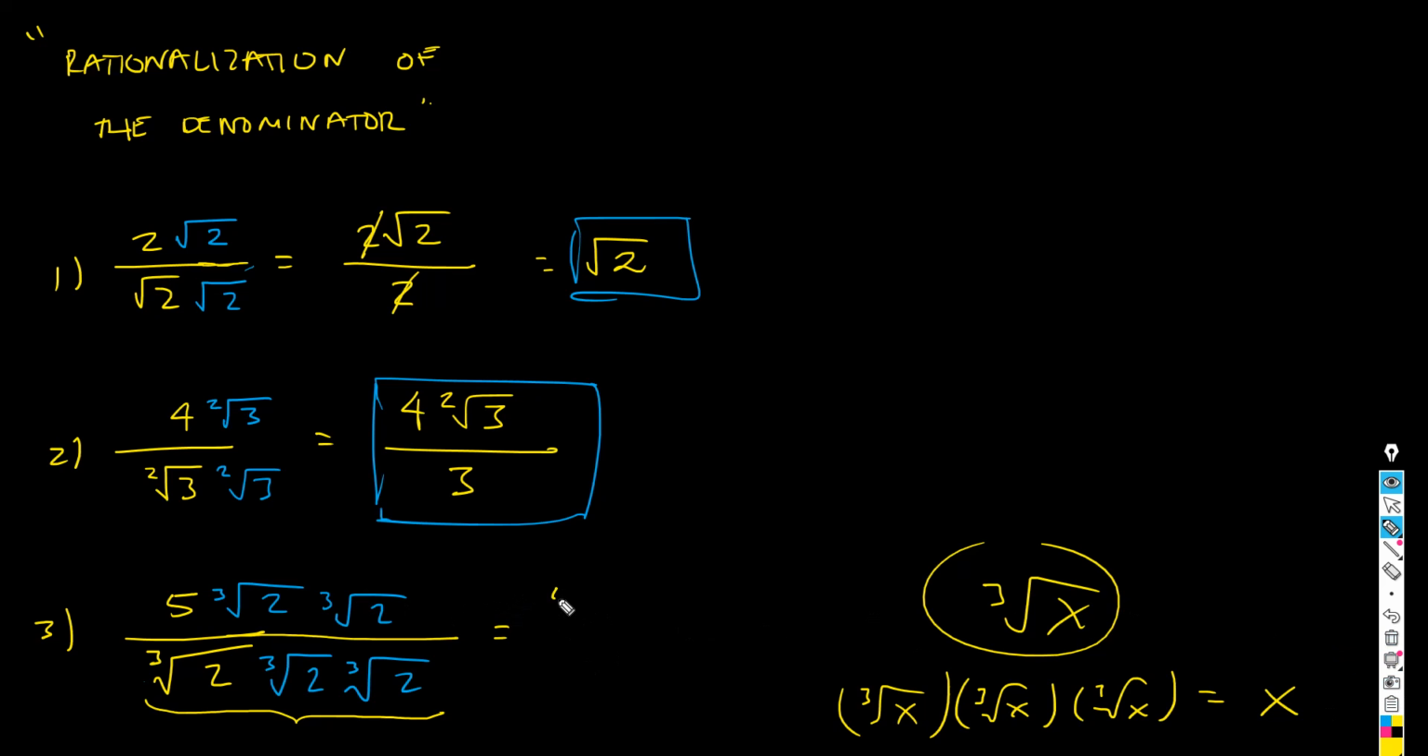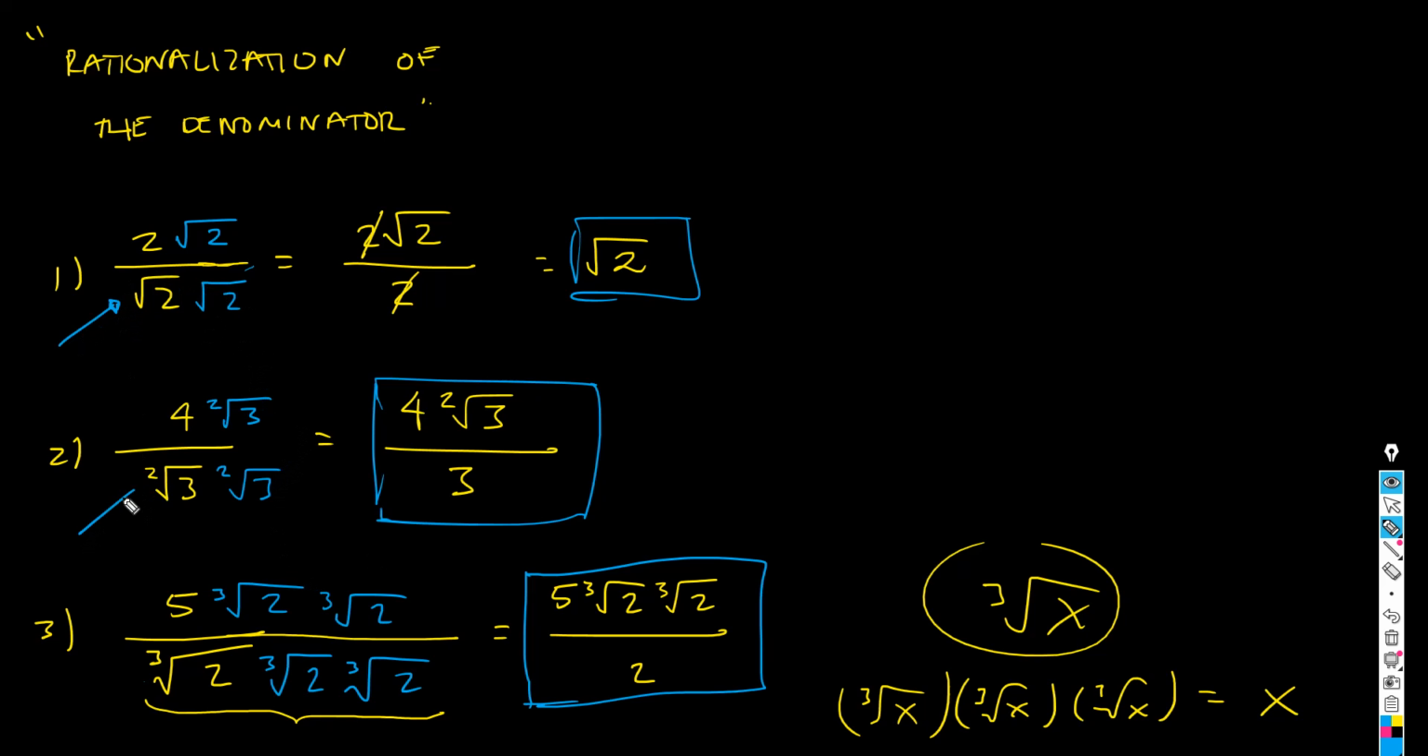So this is going to be equal to 5 times the cubic root of 2 times the cubic root of 2 over 2. And this would be your answer. You see? So that's how you rationalize the denominator. Basically, you're trying to get rid of the root in the denominator. How? By multiplying numerator and denominator by the same number, in this case, the root that you're trying to get rid of. You see what I mean?